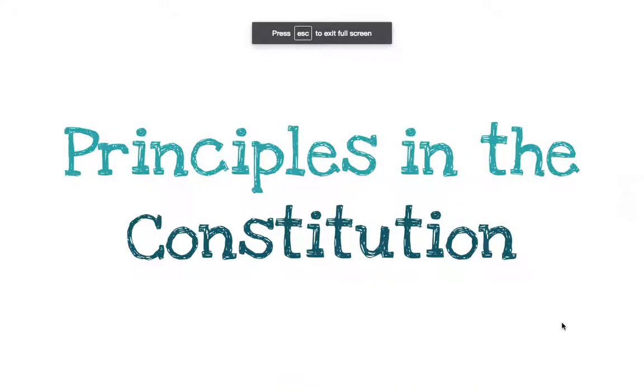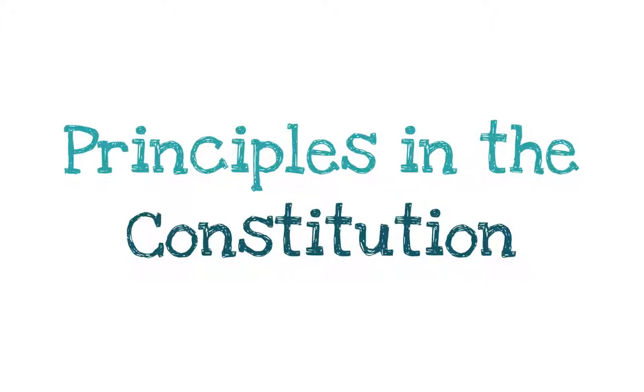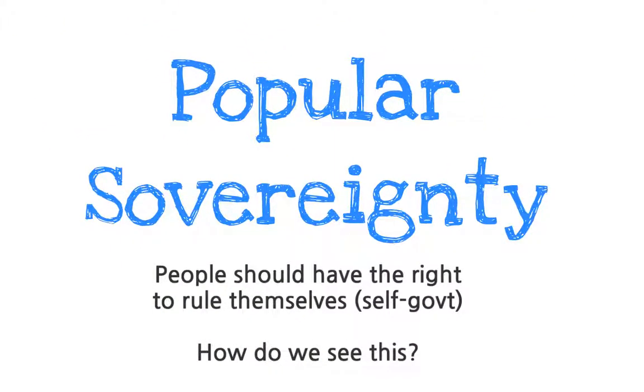So today we're going to talk about the principles in the U.S. Constitution. Now we've already kind of gone over this, but we did a very broad view, and now today we're going to zoom in on three main principles of the U.S. Constitution. The very first one would be popular sovereignty.